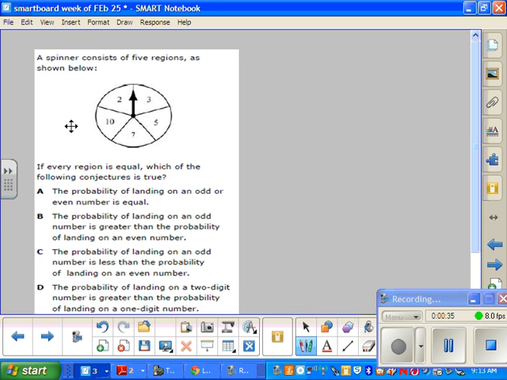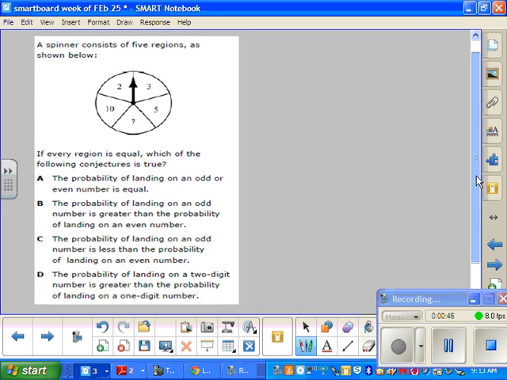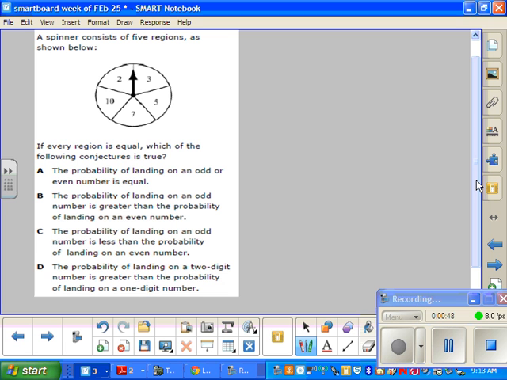Here we go. We're going to start with this question. A spinner consists of 5 regions, as shown below. If every region is equal, which of the following conjectures is true? So we'll look at our spinner. We have a 2, a 10, a 7, a 5, and a 3. So let's look at what it's asking us in the answers. A is the probability of landing on an odd or an even number is equal. So let's look at that.